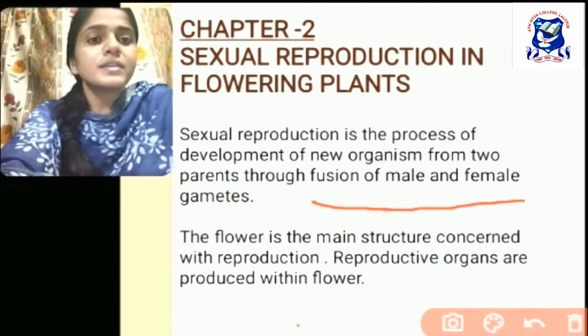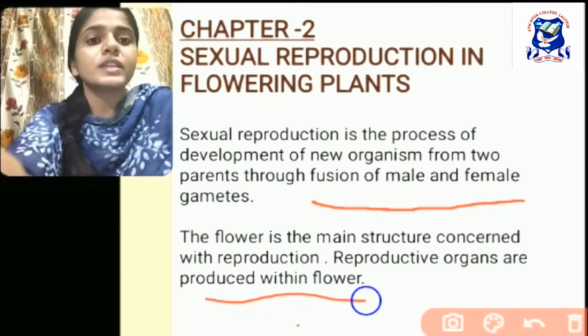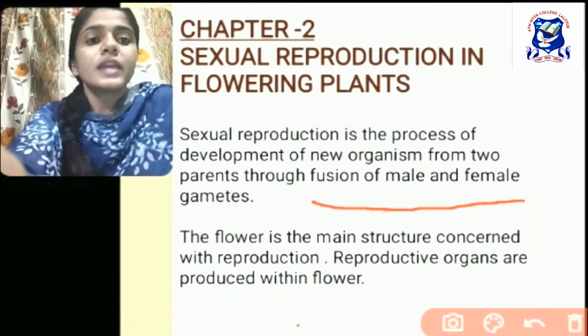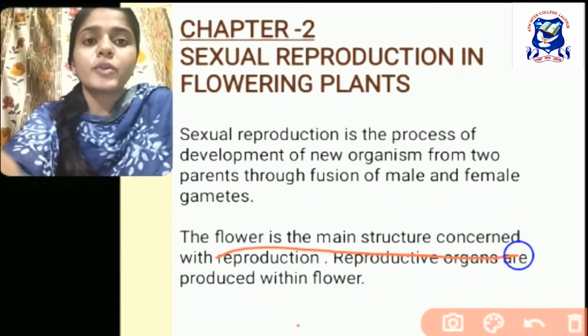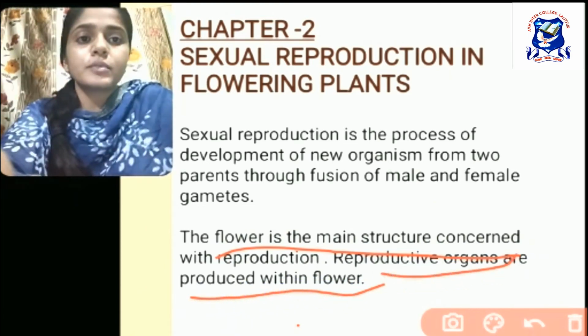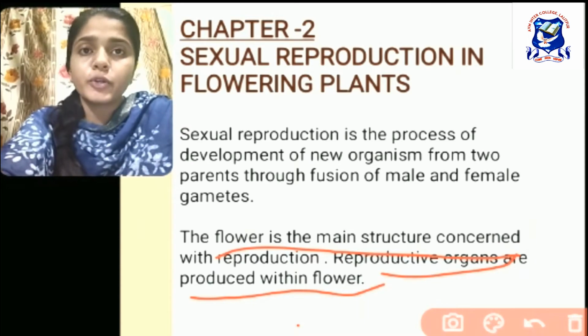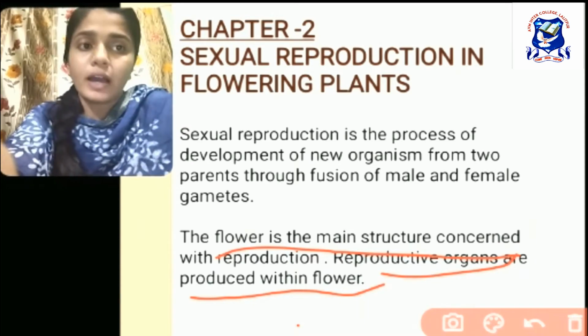The flower is the main structure concerned with reproduction. Reproductive organs are produced within the flower. That means in a plant, the flower is the main reproductive organ, and all other parts that are responsible for the reproduction are produced or present within the flower.